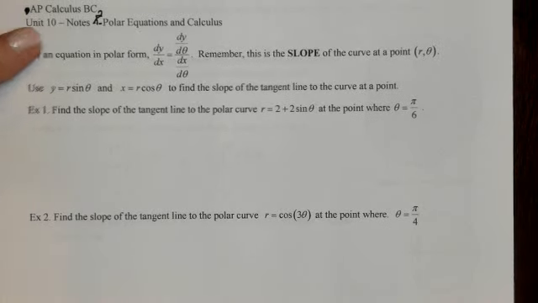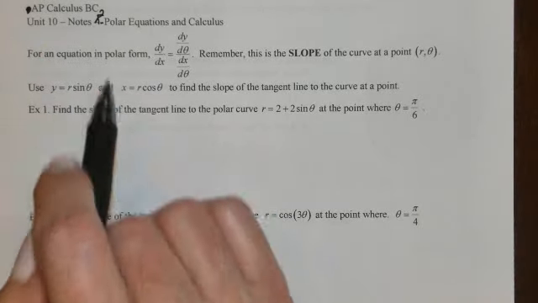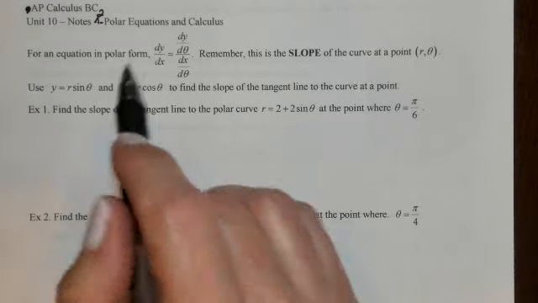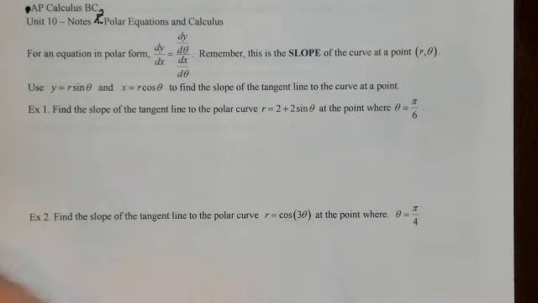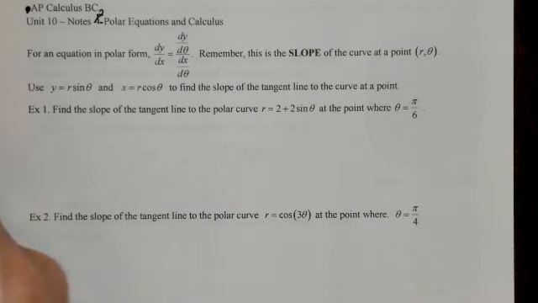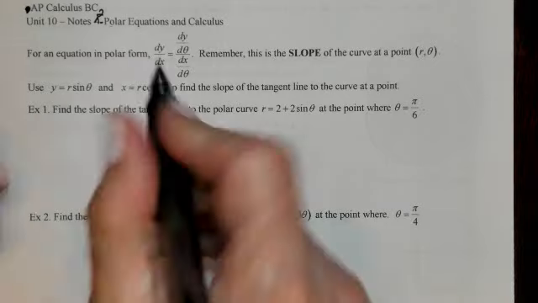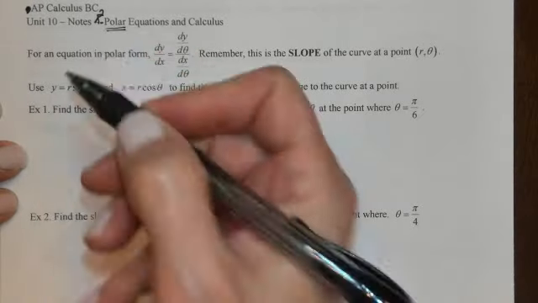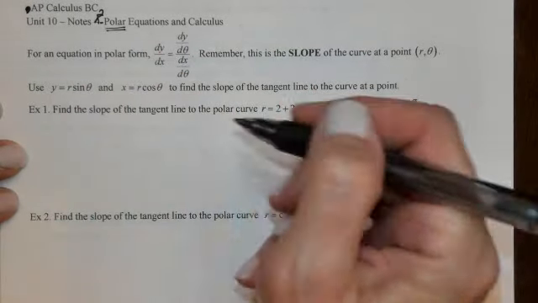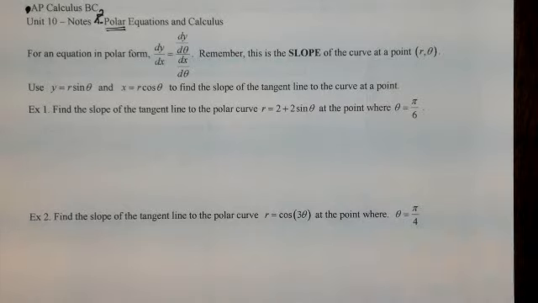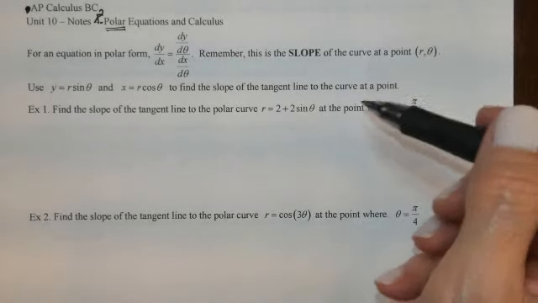This is Unit 10, and we are in Notes 2. Today we are going to be looking at polar equations and calculus. So specifically, we're going to be looking at the slope of a polar curve and the area inside of a polar curve. All right? So today, let's start off by looking at the slope.